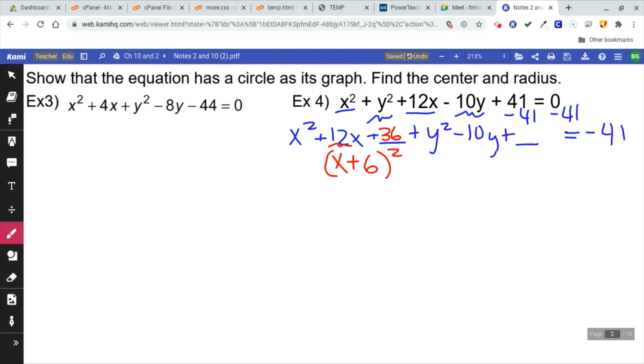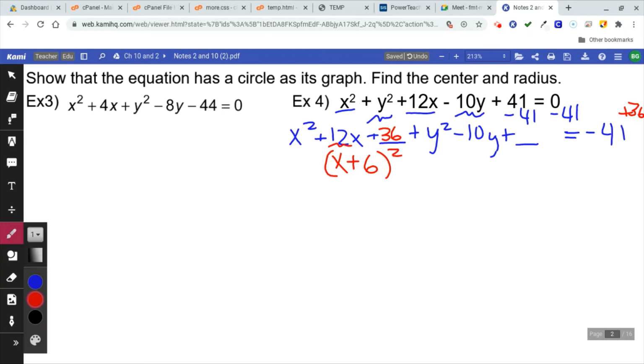Now, a couple of ways to do it. I'd like to think of it this way. If you added 36 to the left, you could add 36 to the right, or you add 36 to the left, so take away 36 to balance it out. Either way you want to go is the same thing. I'm going to do it this way. Add 36 to both sides.